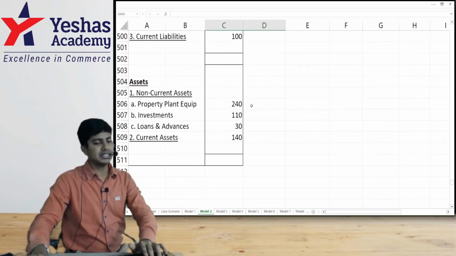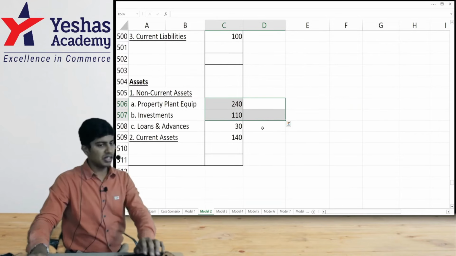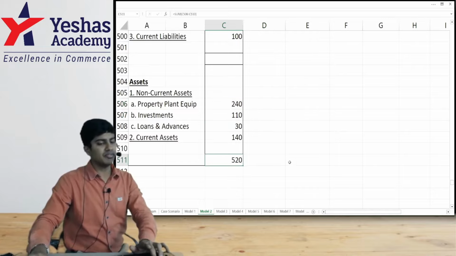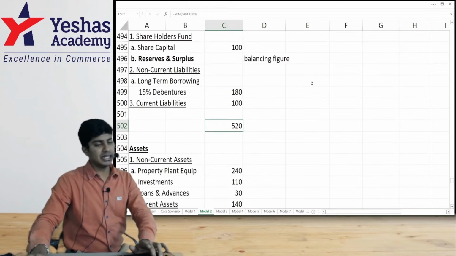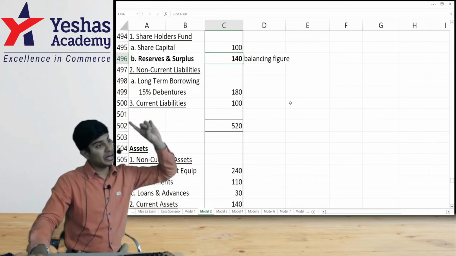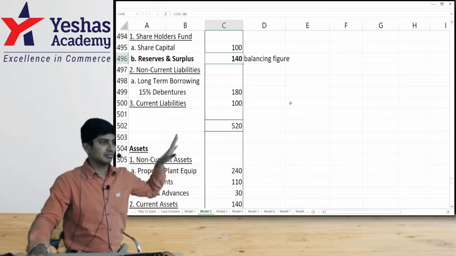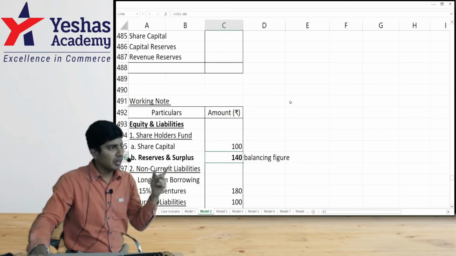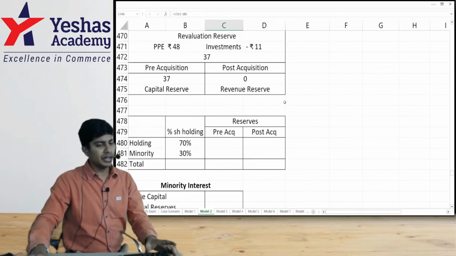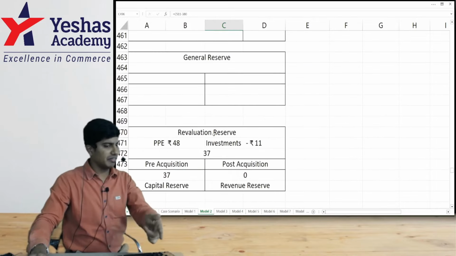Take the total on the asset side. 240 plus 110, 350. 350 plus 140, 490. 490 plus 30, 520. 520 minus 280 is 380. 520 minus 380, 140 is the reserves as on the date of acquisition. This balance sheet is prepared as on the date of acquisition. On that date, how much was reserves and surplus? 140. So when I do my reserves analysis here, we did revaluation reserve.